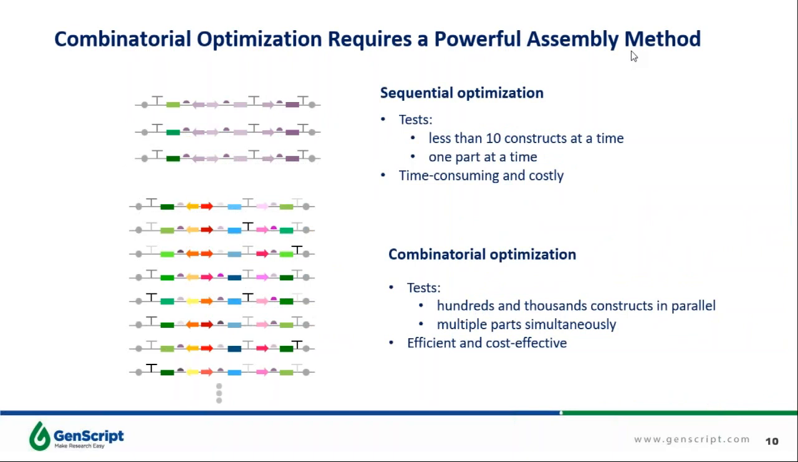Another major difference between sequential and combinatorial optimization is that building a combinatorial DNA library requires a very efficient DNA assembly platform. For sequential optimization, we usually test fewer than 10 constructs at a time and need to change only one part at a time. This is really time-consuming. For combinatorial optimization, we want to be able to test hundreds or even thousands of constructs in parallel, and we want to be able to change all the components across the whole construct. To do this, gene synthesis and traditional cloning alone is not enough. You really need a way to assemble faster and cheaper.